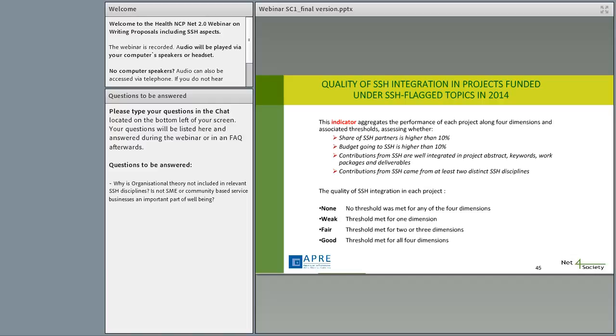This is the indicator used by the Commission to evaluate the SSH integration in the first topics of 2014. This indicator aggregates four different aspects. The share of the socioeconomic sciences and humanities partners must be higher than 10%. The budget going to SSH is higher than 10%. The contributions from the socioeconomic sciences and humanities are well integrated in project abstract, keywords, work packages, and deliverables. And the contribution from the socioeconomic sciences and humanities comes from at least 2 distinct SSH disciplines.